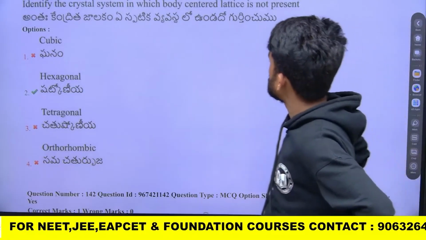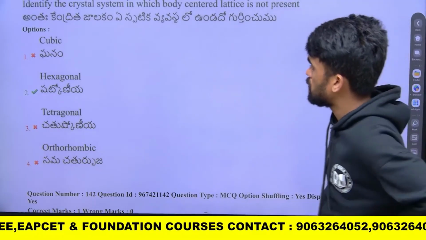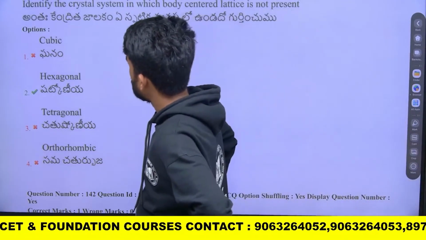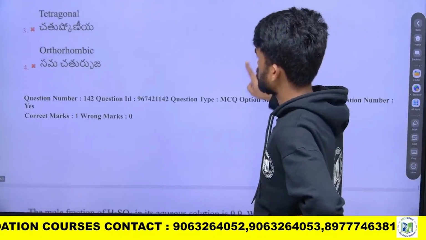Identify the crystal system in which body centered lattice is not present. So body center in tetragonal, orthorhombic, cubic, body center will be there. In hexagonal, no body center, you can see.